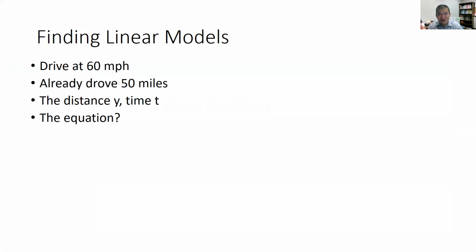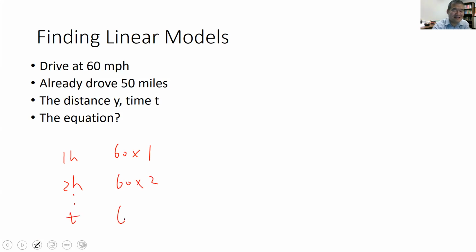If you drive a car at 60 miles per hour, then we know that if that's the first hour, you're going to drive 60 miles times 1 hour. So you totally drive 60 miles. If that's 2 hours, 60 times 2. So on and on. If I say that's T hours, 60 times T. What is this? This is the total distance.